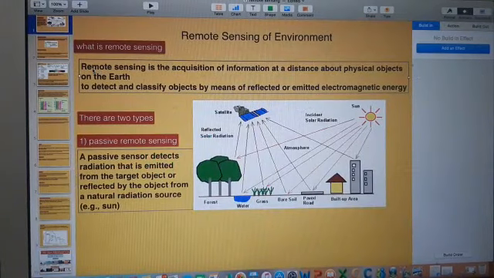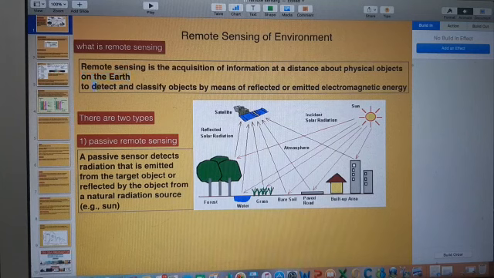The concept of remote sensing is that it is basically the acquisition of information at a distance about physical objects on earth. So we get information from a certain distance, and the information is about physical objects that are on the surface of earth, like we have trees, we have vegetation, we have buildings.